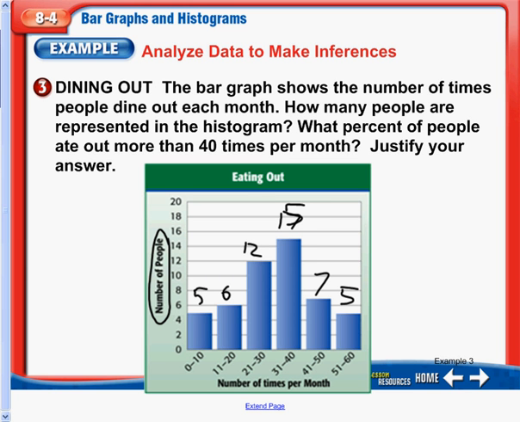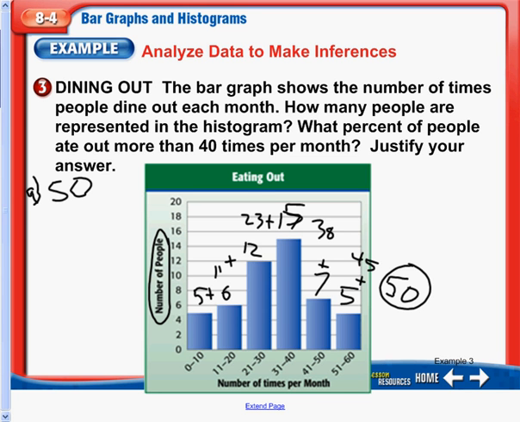So we just need to add these numbers up to get our total. So 5 plus 6 will give us 11. 11 plus 12 gives us 23. 23 plus 15 is going to give us 38. 38 plus 7 will give us 45. And 45 plus 5 gives us 50. So 50 total people represented. That's our first question. So 50 people.